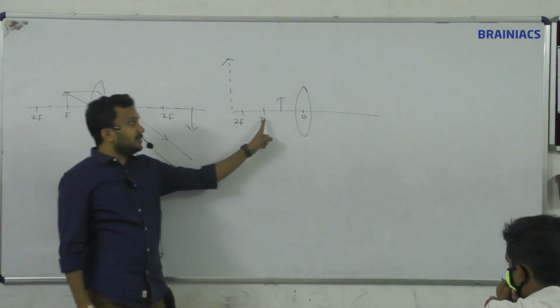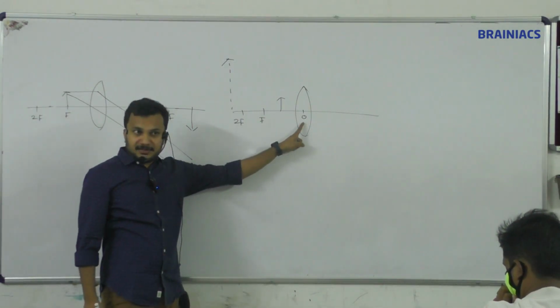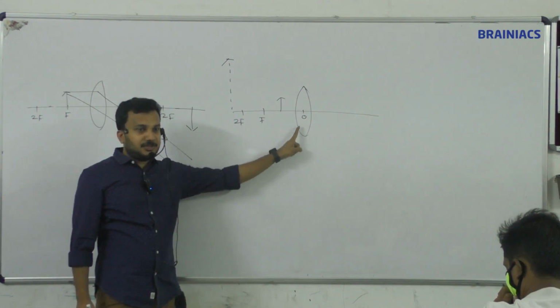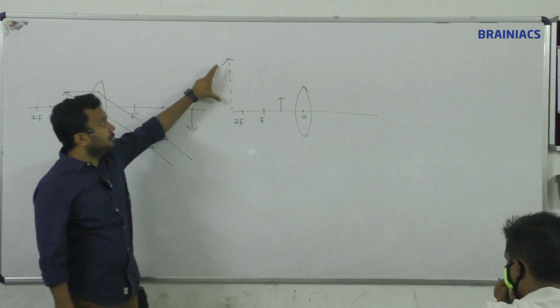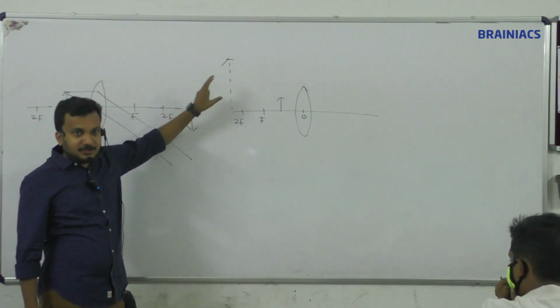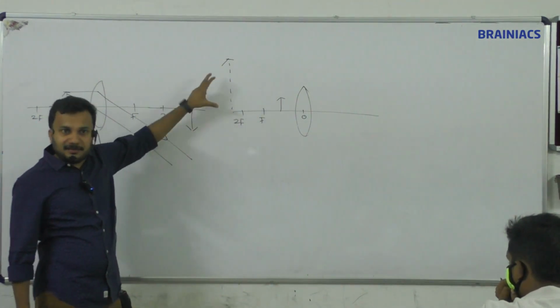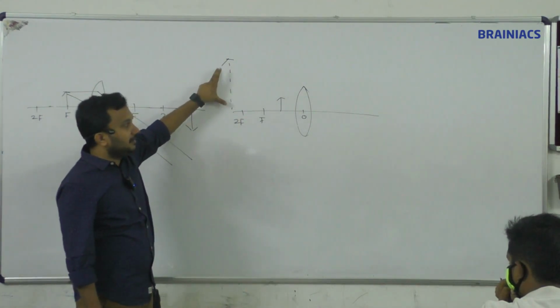If object is placed between focus and optical center, we learned this one, image formation by a convex lens, then the image formed is virtual. Virtual means what? It's not in reality, right? It is a virtual and erect image.